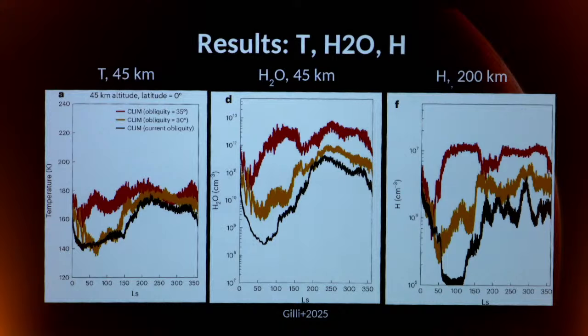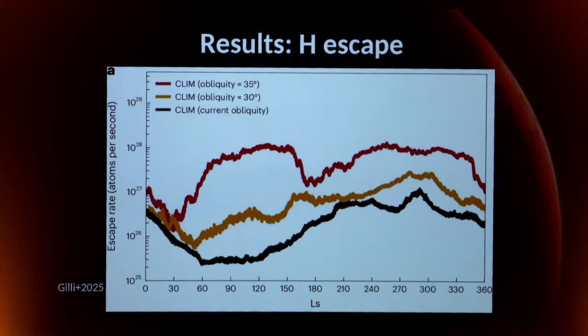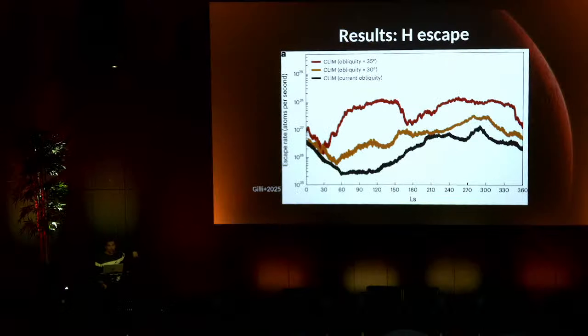And as I mentioned before, more penetration of water into the mesosphere means that we have a significantly enhanced production of hydrogen atoms, so we have many more hydrogen atoms in the exobase. How does this translate into escaping hydrogen? This plot summarizes the results. If you compare the black curve for current obliquity with the red one for 35 degrees, you see that there is an increase in the hydrogen escape that can go from 1 order of magnitude during the first half of the year to more than 2 orders of magnitude during the second half of the year.